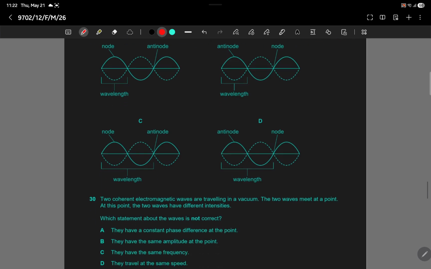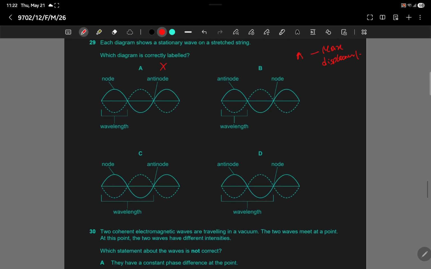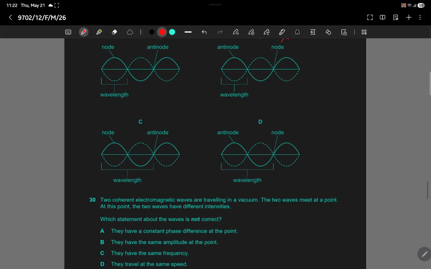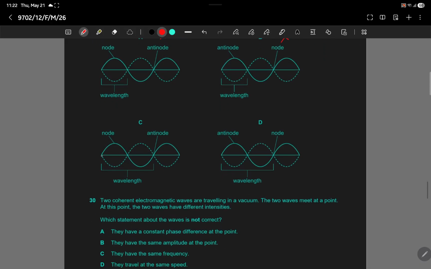This seems right. But we have to also consider the wavelength. This is not the wavelength. This is also not the wavelength. From here to here is a wavelength, which is correct. This is a node, this is an antinode, also wrong. From here to here is a wavelength. This is an antinode, this is a node. Yep, D is the correct answer.